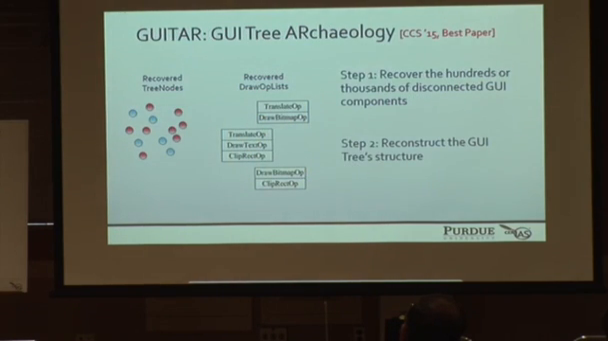Guitar works to actually rebuild the topology of that GUI tree from whatever is left in the application's memory, and then do the re-rendering process for the investigator so that they can look at the screens of all the apps, no matter if they were in the foreground or the background. So the first step is to recover the hundreds of thousands of different data structures that are left in the application's memory that correspond to these trees. And then to reconstruct the GUI tree's structure alone, you can use some pointers that are left in memory.